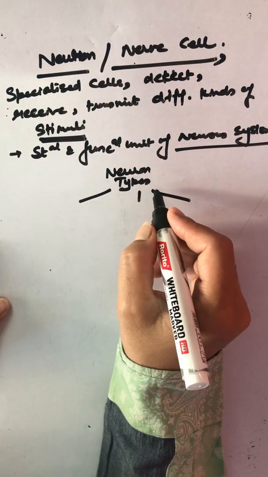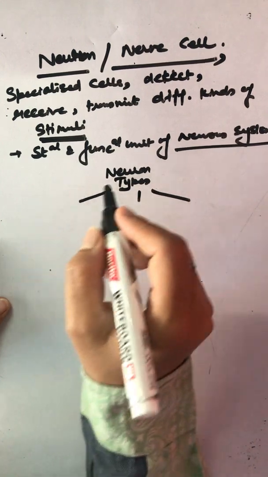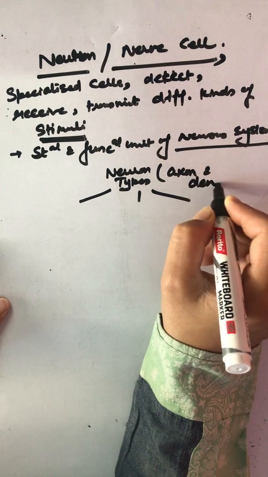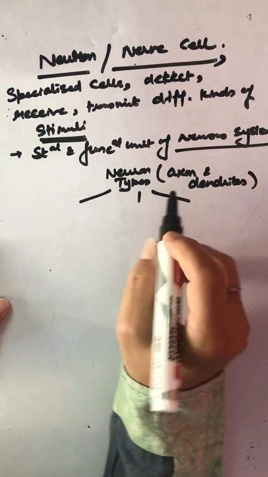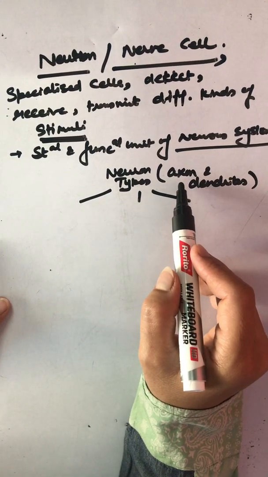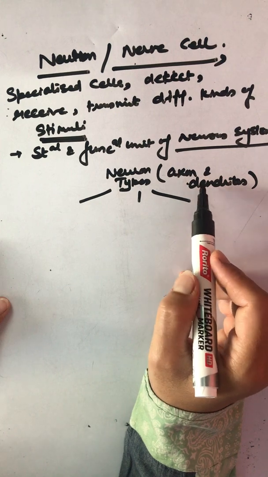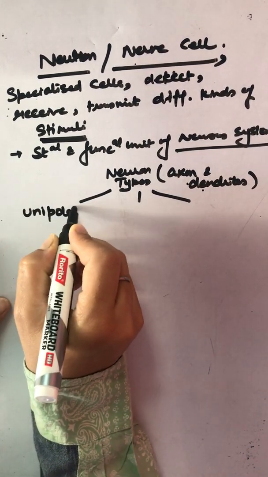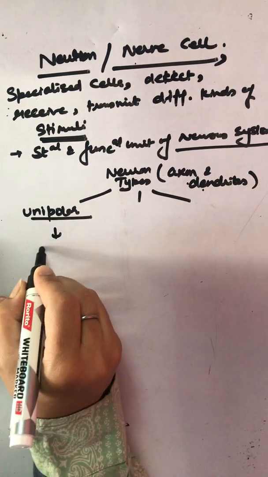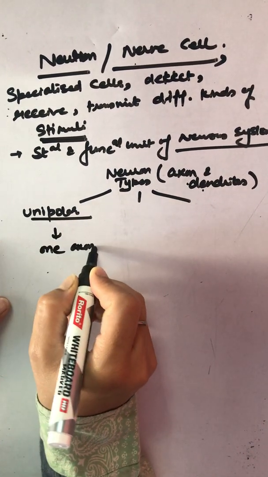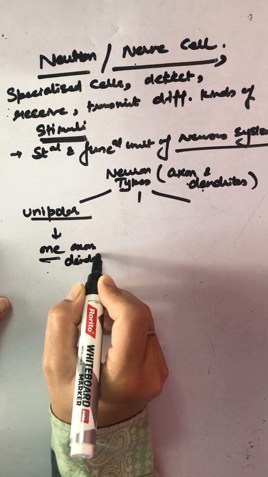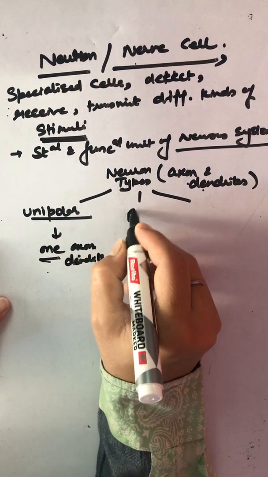We are not talking about sensory motor here. We are talking about the number of axons and dendrites. On the basis of the presence of number of axon and dendrite, we divide them into unipolar, where one axon is found. Okay, one axon, and dendrite is there in this. Then we talk about bipolar.